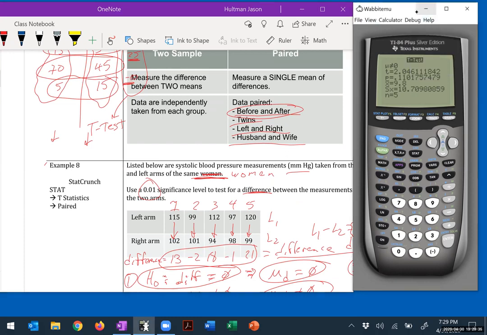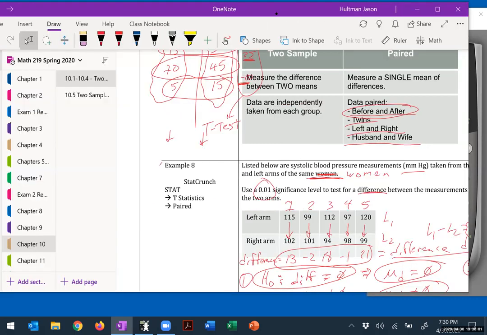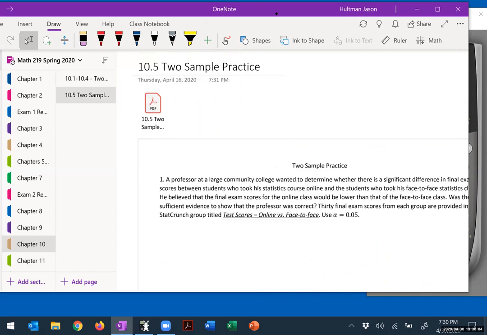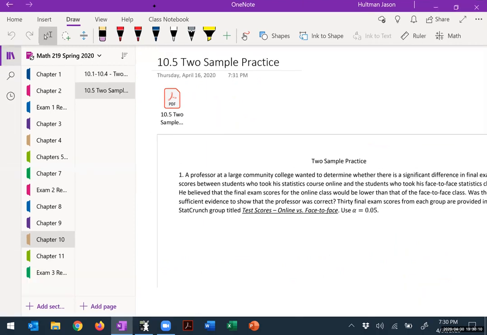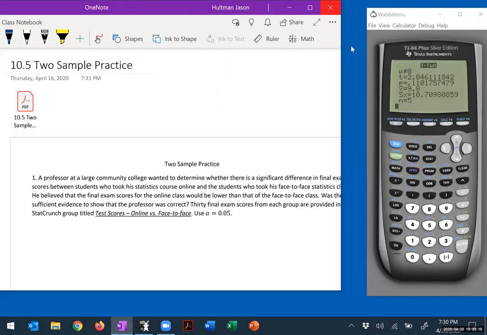Okay, let's do three last examples, and then. You mean 10.5, the 2-sample practice? Yeah, sorry, 10.5. What did I say? Said 11.5. Okay, yeah, 10.5. I want 10.5. Okay, the 2-sample practice. We're going to do 2-sample practice. Boom. Looks like this. Two samples, and it's practicing. Practice our two samples.